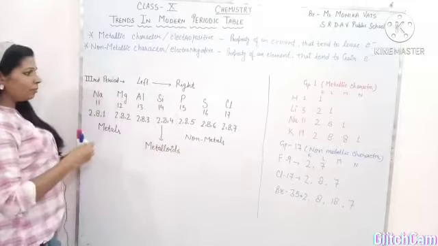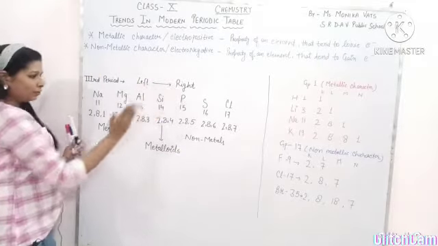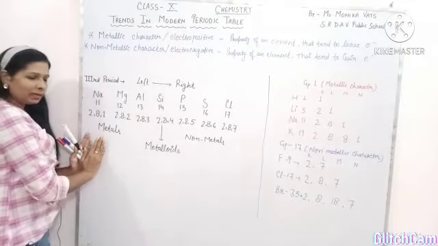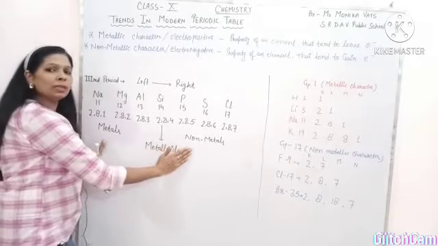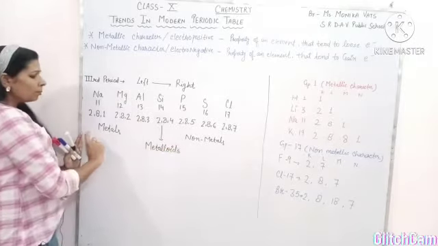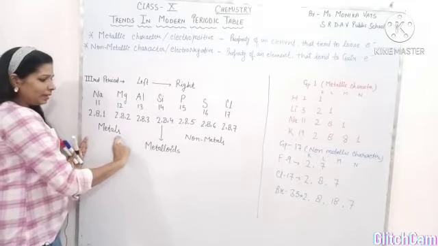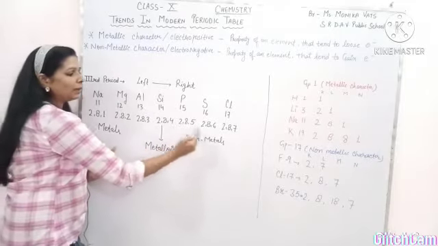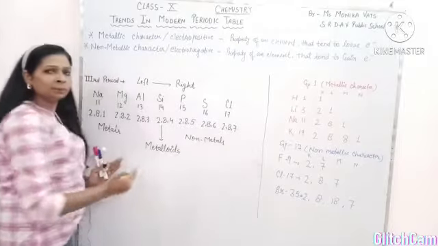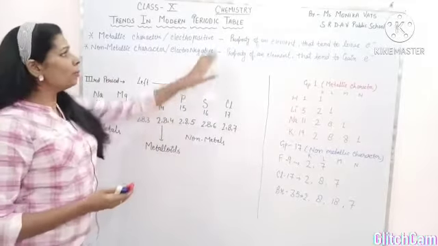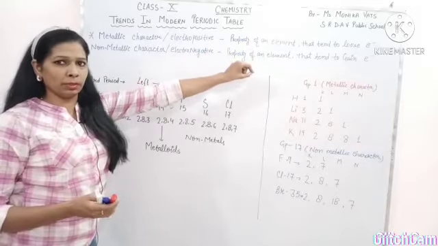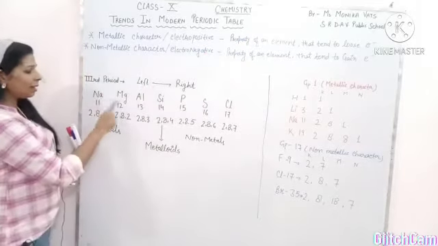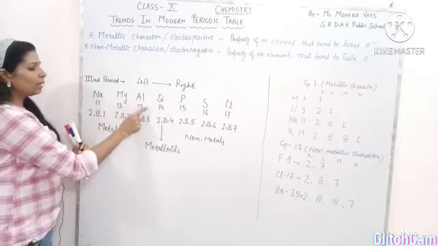So what happens when we move from left to right? It is easily seen that metals are on the left side and non-metals are on the right side. So metallic character decreases and non-metallic character increases. Basically, as I told you, metallic character means the ability to donate electrons. These 3 are metals: sodium, magnesium, aluminium.